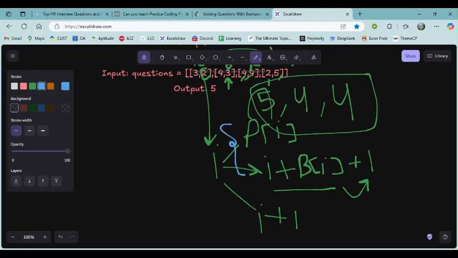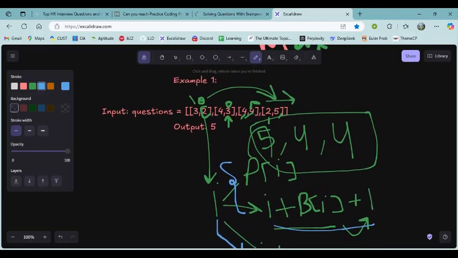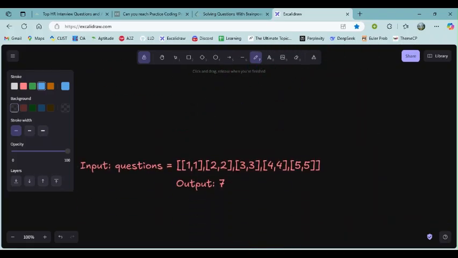So hope you understand this. If I take it, my points will be increased by P[i], and my i will become i plus B[i] plus 1, which means we have to skip the next B[i] problems. Else I do not take it, and I can just go to the next question by skipping this problem. Hope you understand this.